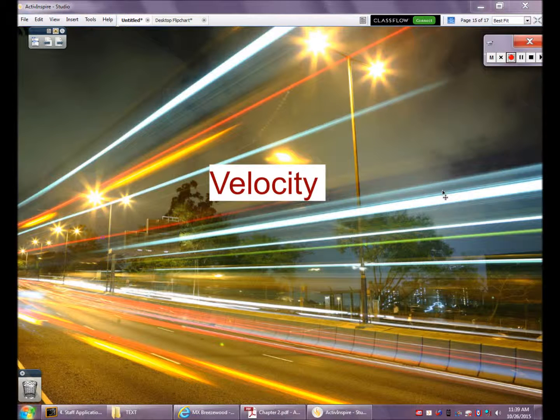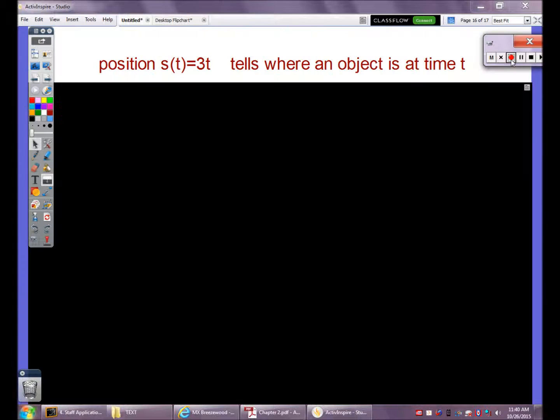So we're here to talk about velocity, more specifically, how it relates to calculus, and how it involves the first derivative. Alright, so let's get into this. If I give you the equation s of t equals 3t, let's call that the position equation. That's going to tell me where an object is at any point in time, where t is going to be measured in seconds.